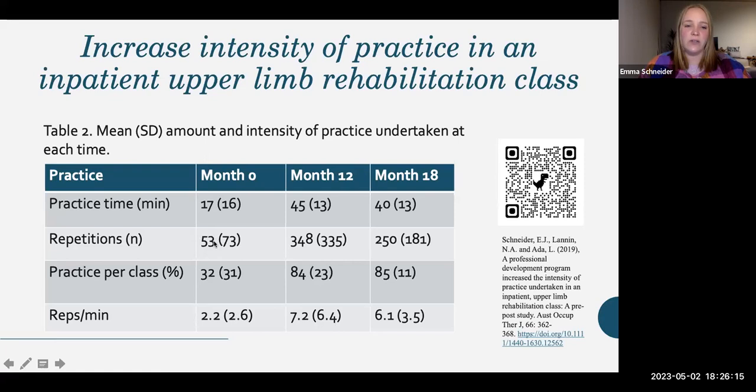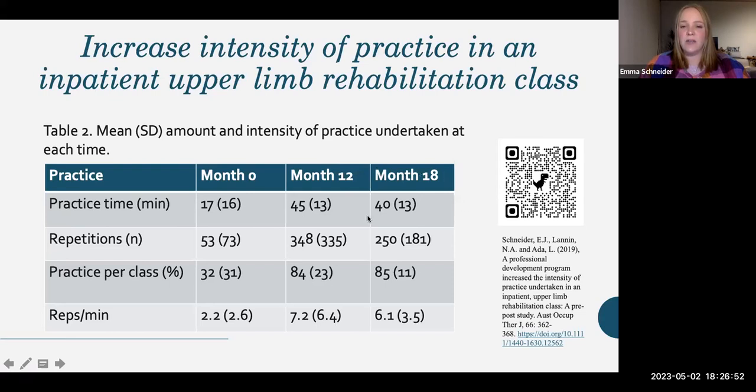And on average, there were only 53 repetitions, which is not very many at all. Okay, so then we did the implementation meetings. People attended the StrokeEd course, and we made sure we translated that learning to our local context with support. After that, we found that the practice time was 45 minutes and that there were 348 repetitions. So there was a significant jump in the amount of practice that was delivered. And I haven't got it on this slide, but the duration of the group remained at 60 minutes. It's not like the group went for longer. We definitely increased the intensity.